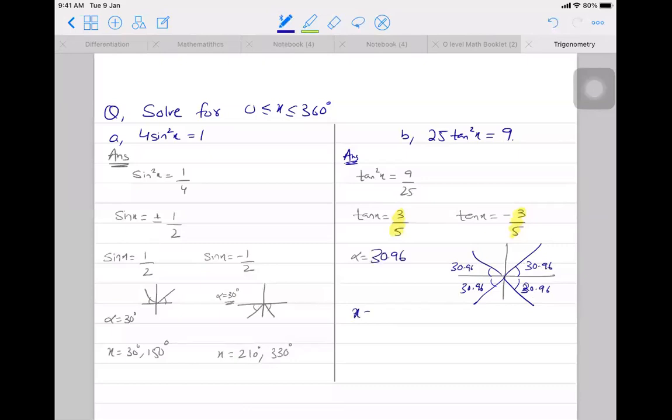So the first angle of x is going to be 30.96. The other angle is going to be 180 minus 30.96. The next angle is going to be 180 plus 30.96, that is 210.96, and 360 minus 30.96, that is 329.04. Okay, these are the four angles.